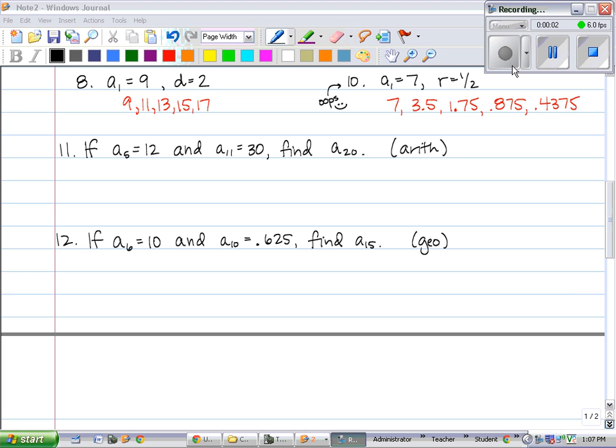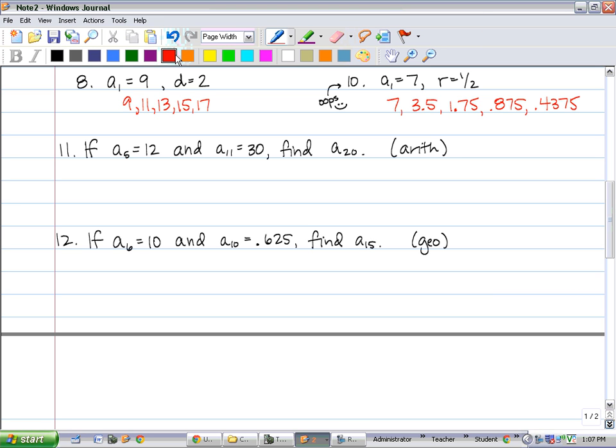Okay, so here we're going with 11 and 12. Now remember, 11 is an arithmetic sequence, so my first goal is to try and find a D. D is going to be what we're adding each time, right? So to find D, I'm going to subtract the two terms that I was given and divide that by their distance apart. If I'm going from term 5 to term 11, 11 minus 5.